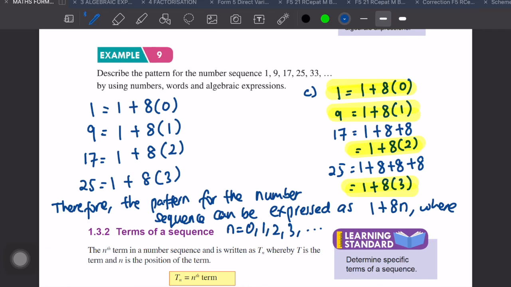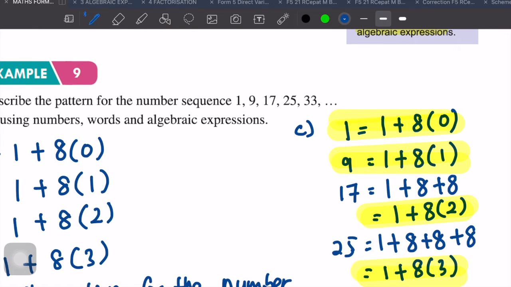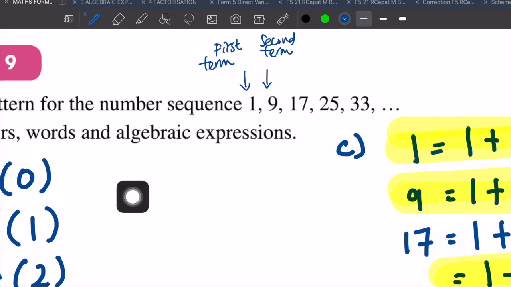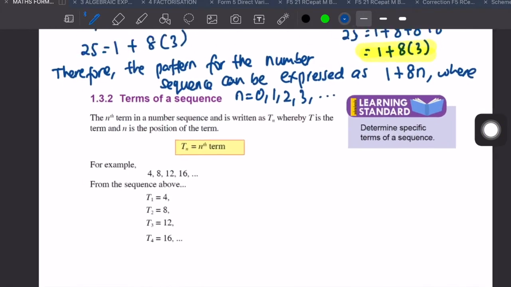By these numbers, for example, example 9, you can say that 1 is the first term, term number 1. 9 is the second term, or term number 2, and so on. So this is term number 1, term number 2, term number 3, term number 4, term number 5 and so on. Or first term, second term, third term, fourth term, fifth term and so on.